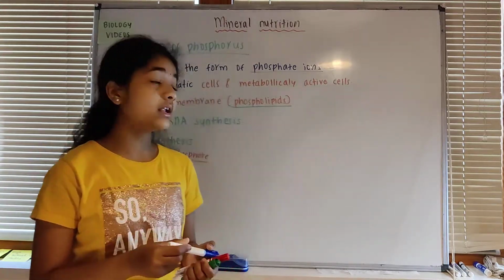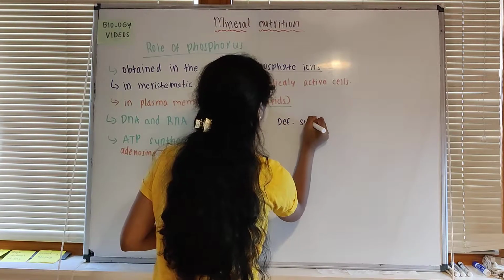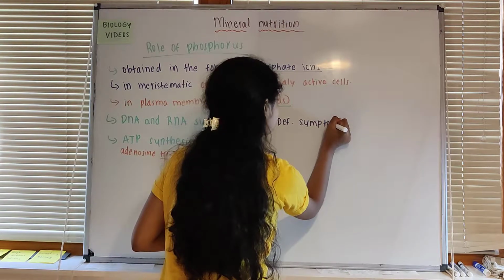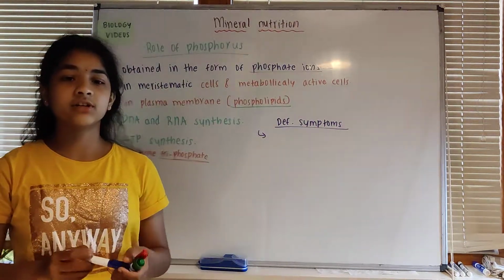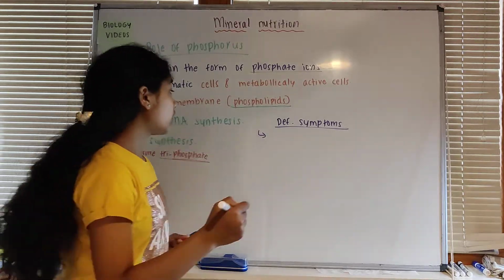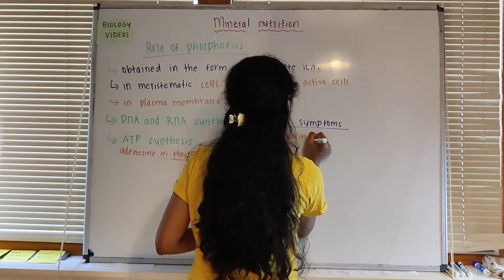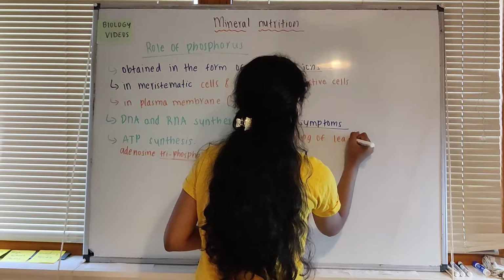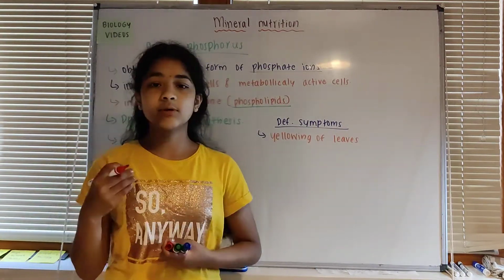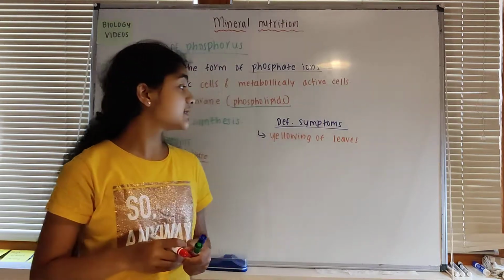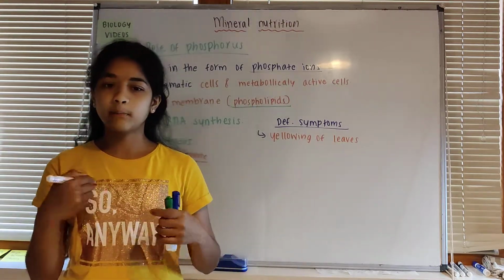Now let's talk about some of the deficiency symptoms of phosphorus. The first deficiency symptom is yellowing of leaves. The leaves turn yellow due to the lack of chlorophyll. We also call it chlorosis, the yellowing of leaves due to the lack of chlorophyll in the plant.